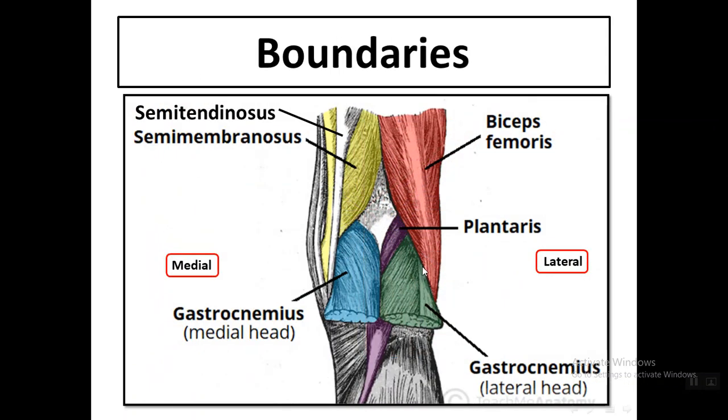Next, what are the boundaries of this diamond shape? We have a lateral boundary and a medial boundary formed by muscle, so it is an intermuscular space. The lateral boundary above is the biceps femoris, and below is the lateral head of gastrocnemius with the plantaris muscle. The medial boundary, from above, has the semitendinosus muscle, the semimembranosus muscle, and below is the medial head of gastrocnemius. So these muscles surround this diamond-shaped space that is called the popliteal fossa.